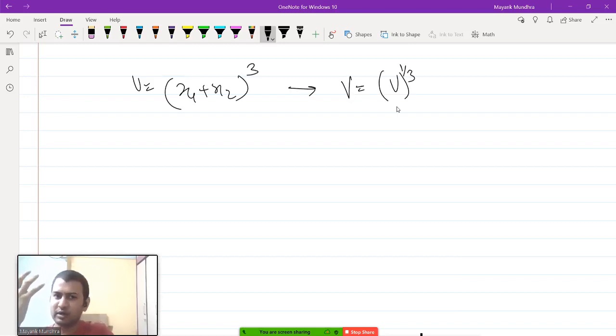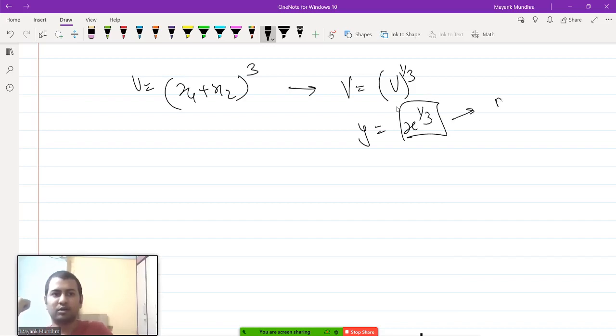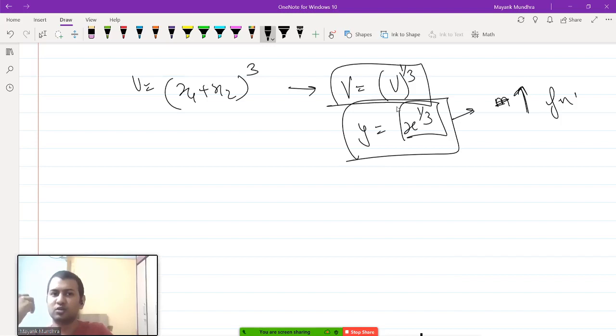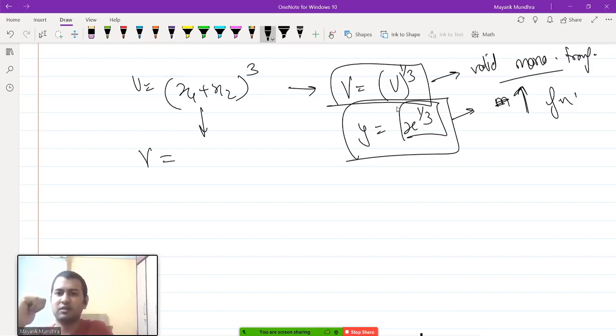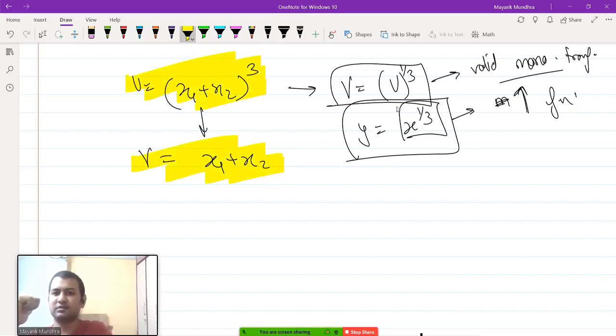This is a valid monotonic transformation because y equals x to the power 1/3 is a monotonically increasing function. So v equals u to the power 1/3 is a valid monotonic transformation. Since this is valid, I can represent this utility function equally well with another function v, which is x1 + x2. The ICs of this function will be the same as the ICs of this function. It's just that the nomenclature will change.